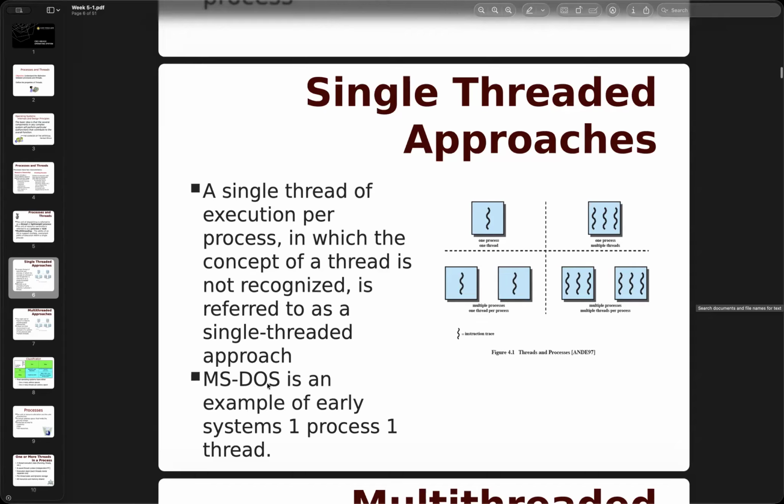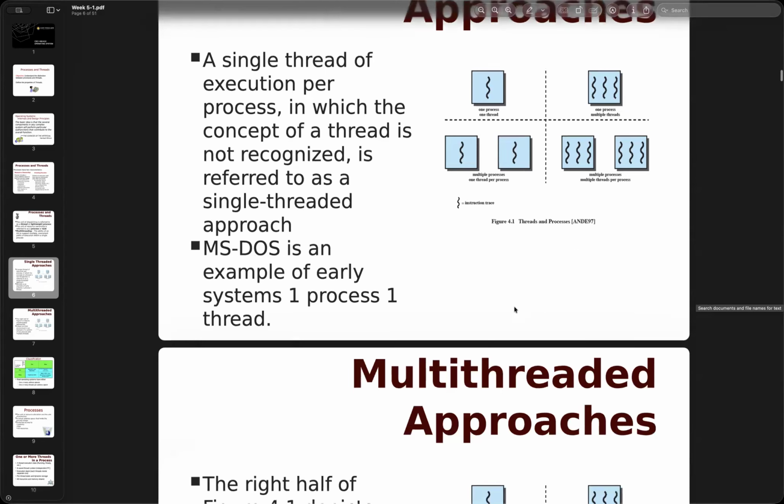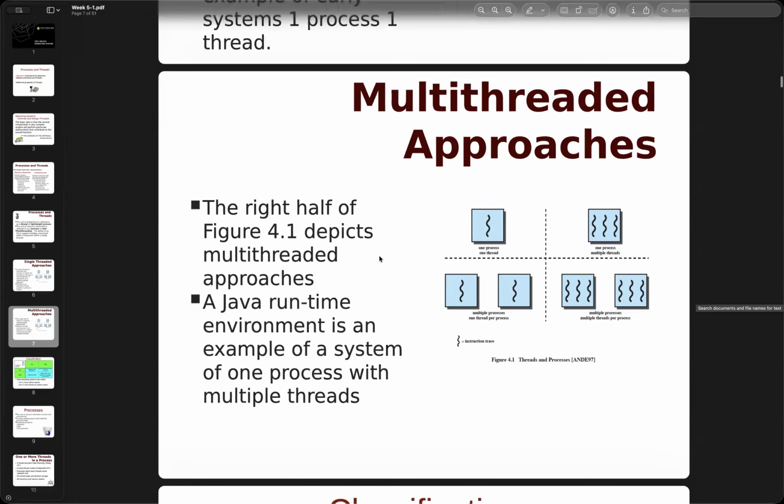MS-DOS, when we talk about the history of OS, is an example of an early system with one process and one thread, meaning it executes as a whole, so one thread. When we apply this to the figure, the right half depends on the multi-thread approach. Also, the Java runtime environment is an example of a system with one process and multiple threads. So here is the idea.